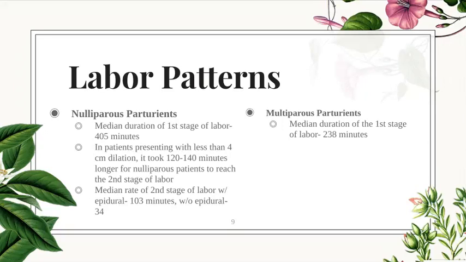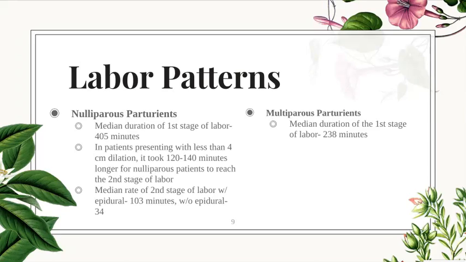A retrospective study performed in Israel that was examining approximately 44,000 patients indicated the differences in labor patterns and rates in the nulliparous and multiparous women. About half of these patients were nulliparous and the remaining were multiparous. The median and 95th percentile durations of the first stage of labor for nulliparous patients were 405 and 750 minutes, whereas they were 238 and 750 minutes for multiparous patients.